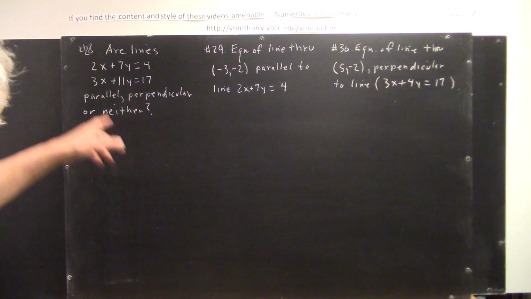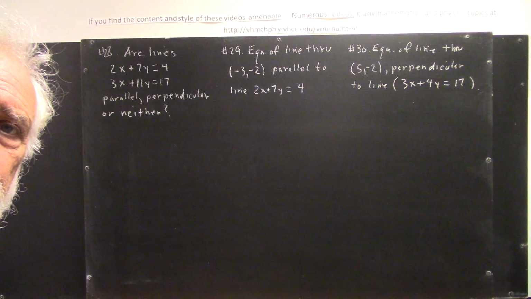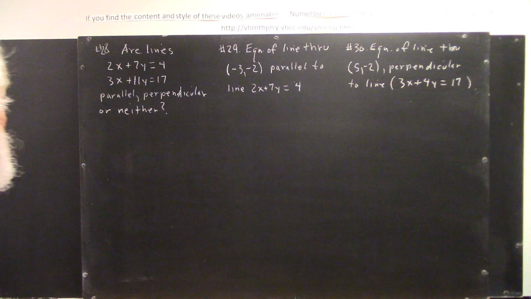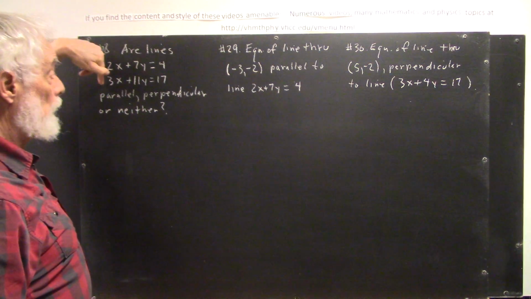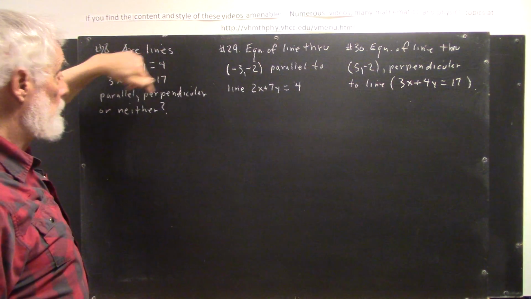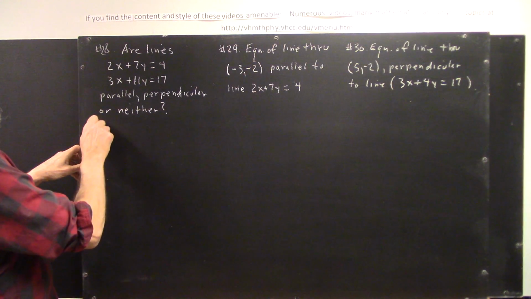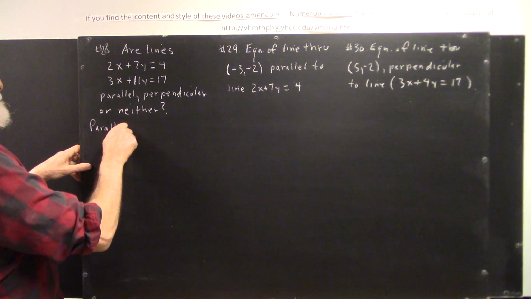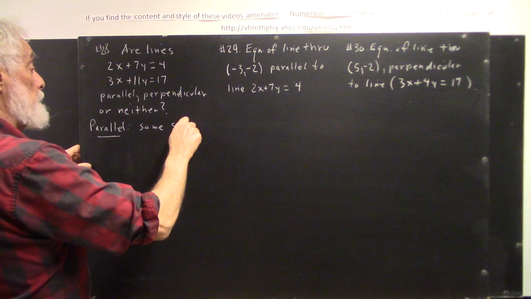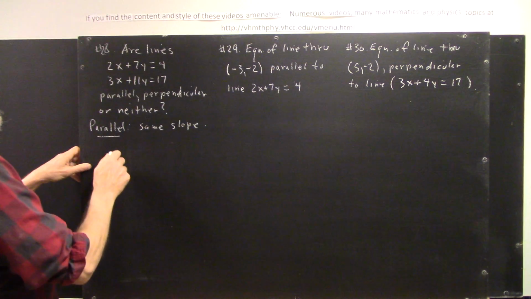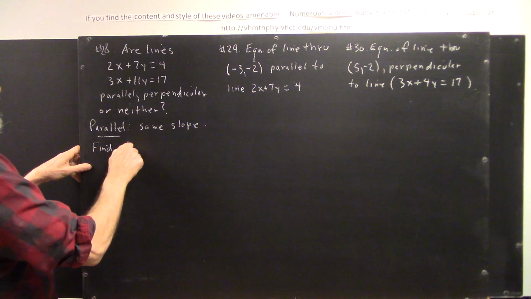Okay, we want to begin by testing whether the lines given by the two equations we see here are parallel, perpendicular, or neither. Well, if lines are parallel, they have to have the same slope. So, let's find the slopes.